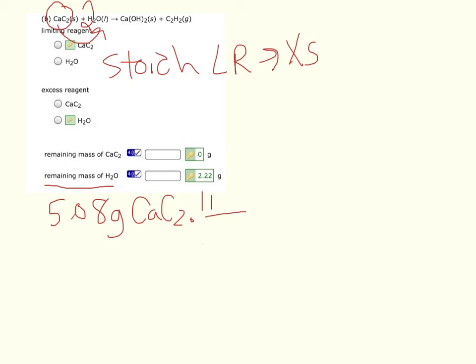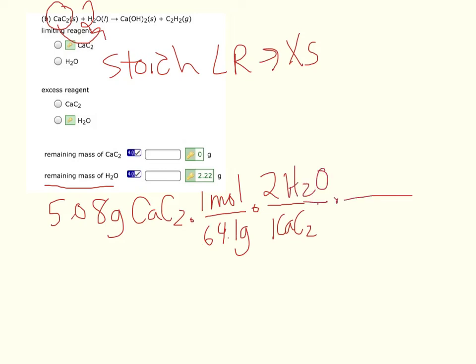And I'm just going to copy some stuff I had before. So 1 mole of that is 64.1 grams. We're going to do the mole ratio. There's 1 CaC2 for 2 moles of water. And we got to change those moles of water into grams. So 1 mole of water is 18.02 grams. And we do 5.08 divided by 64.1 times 2 times 18.02, and we get 2.856. I know that's way more sig figs, but I did it because we're going to subtract out here, and I wanted to make sure I had enough digits.